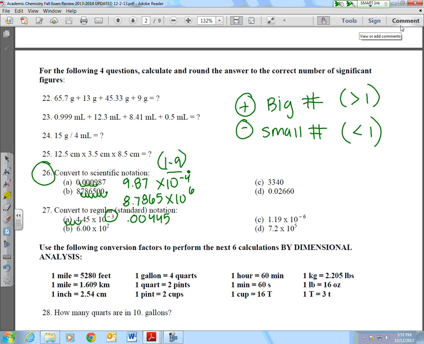Okay. And letter B, I have a positive 2. So I'm going to move it 2 places to make the number bigger, 600. You don't have to. If you did, it would not be wrong. Okay, the question was, do you have to put a decimal after the 600? You don't have to put a decimal after it, but you can. It won't make a difference. It makes a difference in sig figs, but not in scientific notation. Okay, what other questions do you need help with? Any question from the review at all?